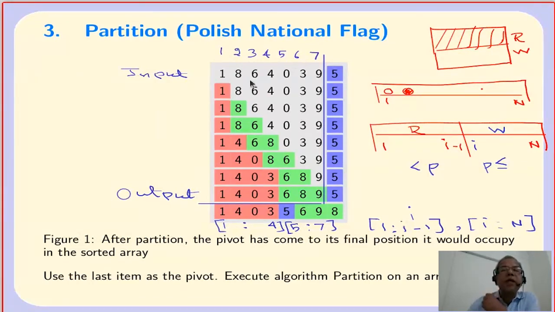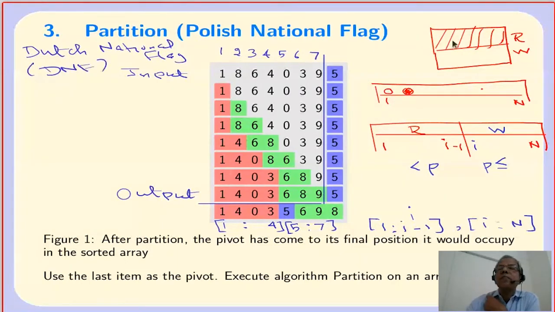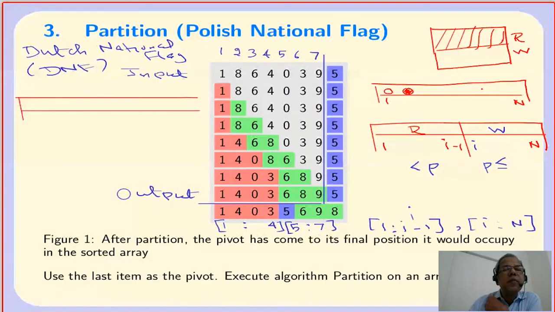While he is typing, similar to the Polish national flag is another algorithm called Dutch national flag, DNF. Instead of two colors, there are three colors: red, blue, and white.